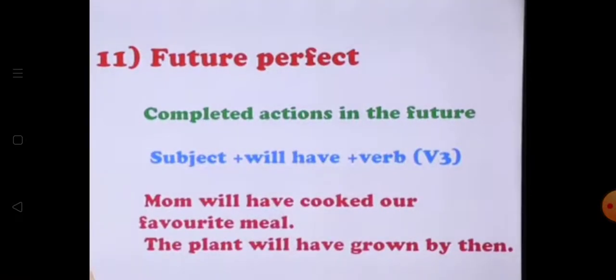The next is future perfect. Future perfect is used when we are talking about completed actions in the future. The rule for it is subject plus will have plus the verb third form. For example, mom will have cooked our favorite meal. And the second one, the plant will have grown by then. So this is a completed action in the future.